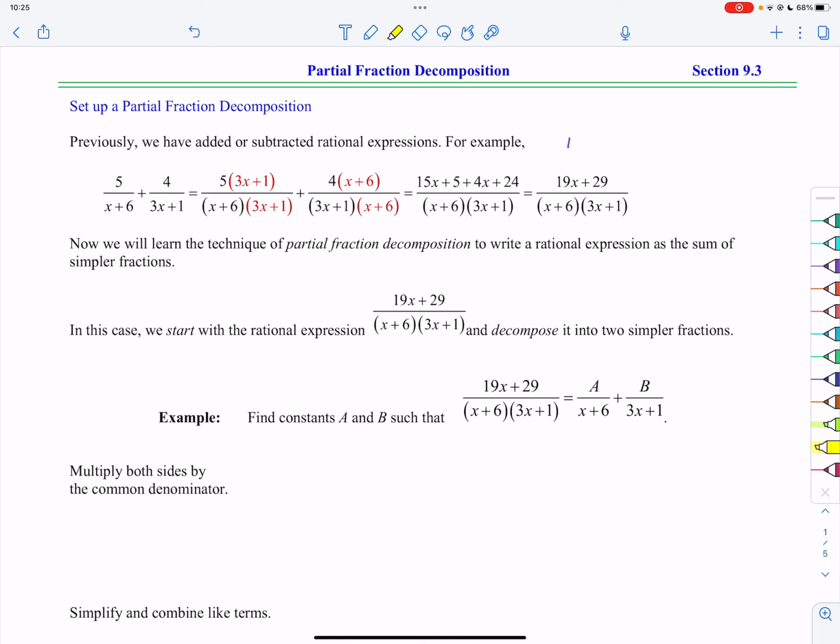In this section, we're going to learn how to decompose a rational expression. That method is called partial fraction decomposition. Let's talk about how we're going to set this up.